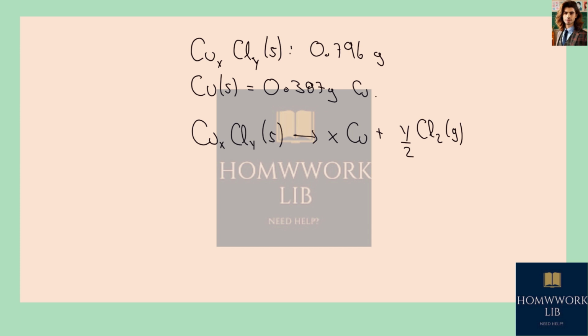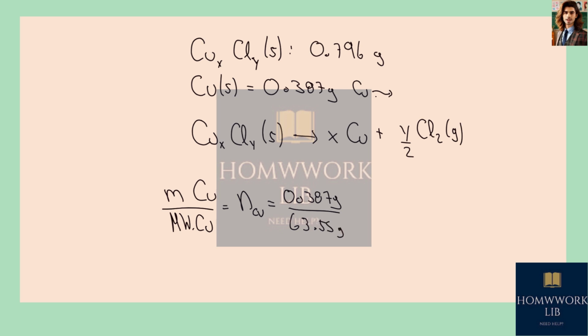In this case, from here we know that the mass of copper divided by the molecular weight of copper is going to give us the amount of mole of copper that we had. This is going to be 0.387 grams divided by the molecular mass, that is 63.55 grams per mole. This will be 6.09 times 10 to the minus 3 mole.